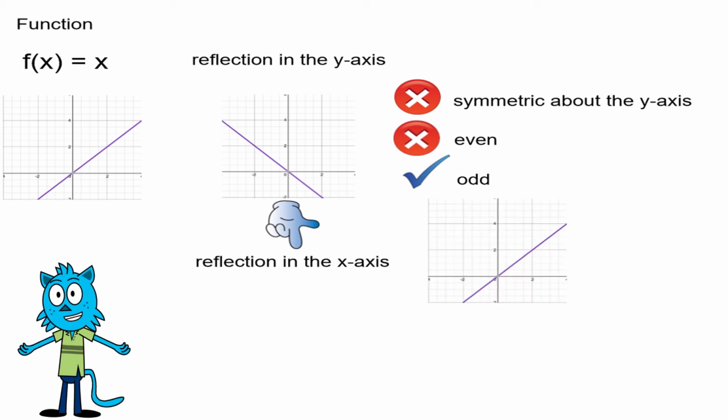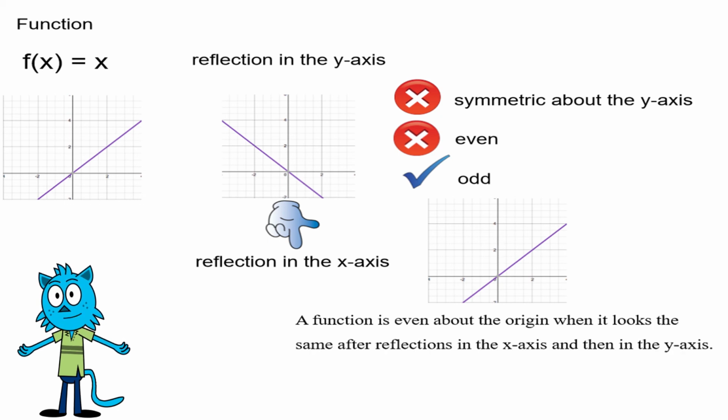And then we take a look, and in fact, after a series of two reflections, one across the y-axis and another across the x-axis, we do get back our original function. A function is odd, or symmetric about the origin, when it looks the same after two reflections in the x-axis and in the y-axis.